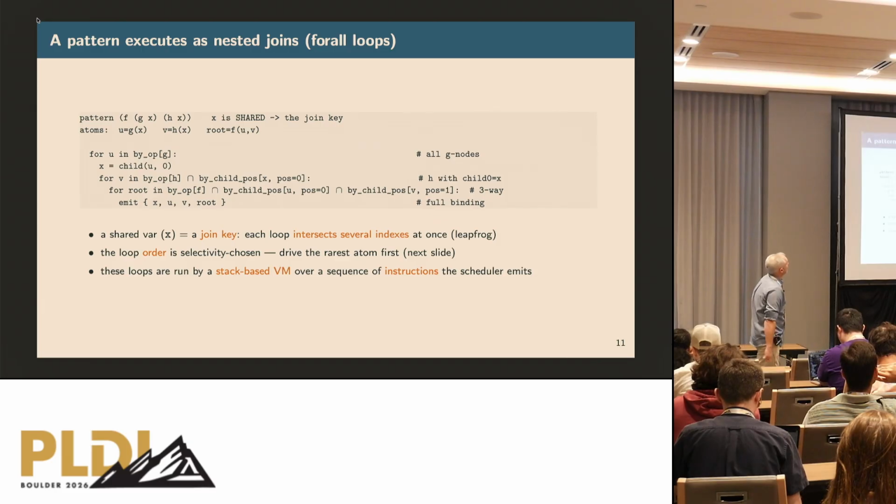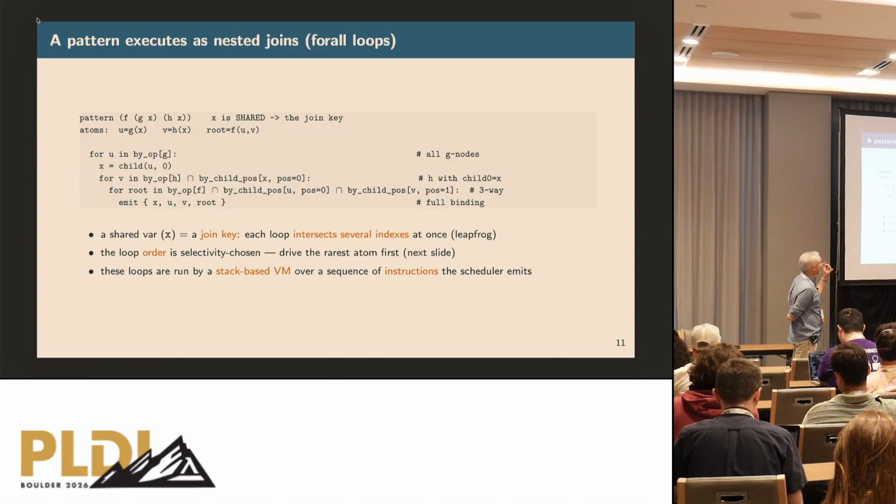So now when you want to match a pattern like f of g of x and h of x, that's the case without AC nodes, just as a baseline. The first thing we do is decompose that pattern into atomic patterns. We introduce intermediate e-node variables. So u is going to be g of x, v is going to be h of x, and root is going to be f of u, v.